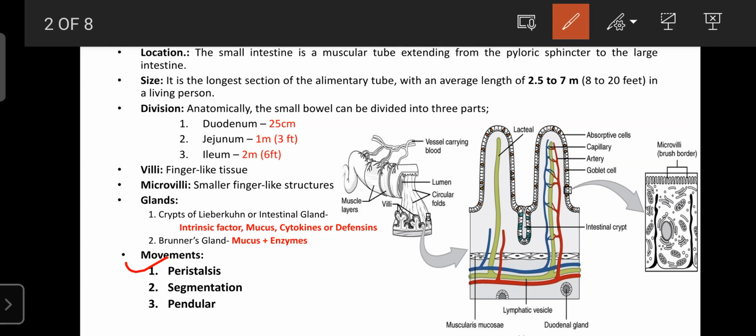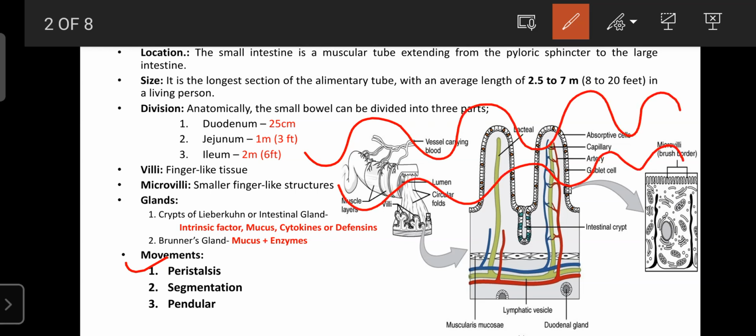So this movement is nothing but the wave-like movement. These are the wave-like movements. This movement is helpful for the movement of the food in the small intestine like a wave. Because it is a wave, we can propagate the food material from duodenum to jejunum, jejunum to ileum, from one place to another place.